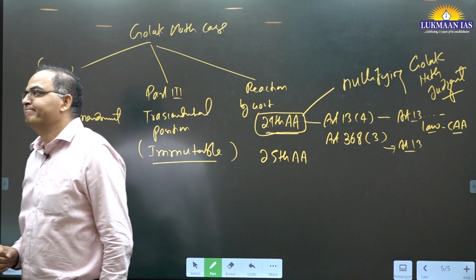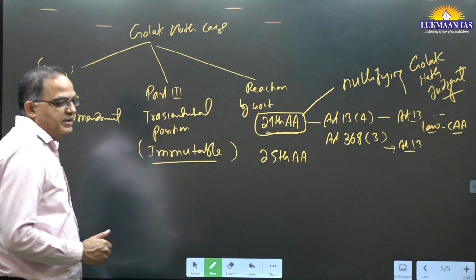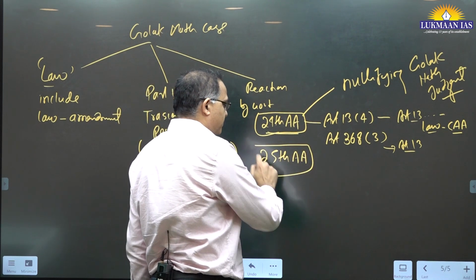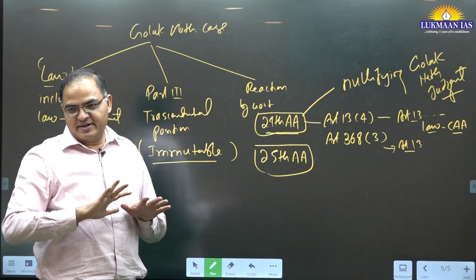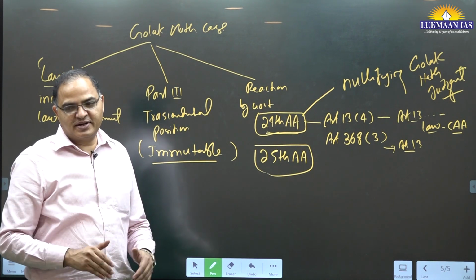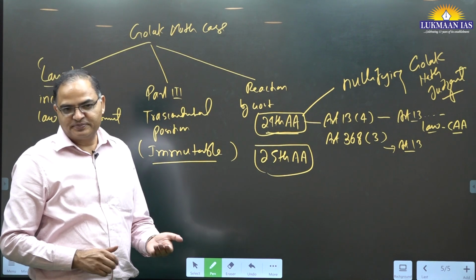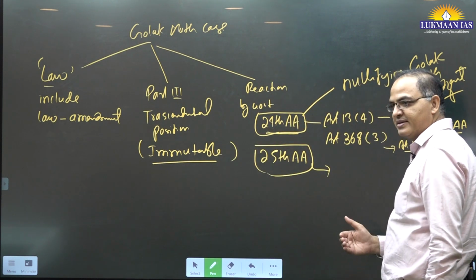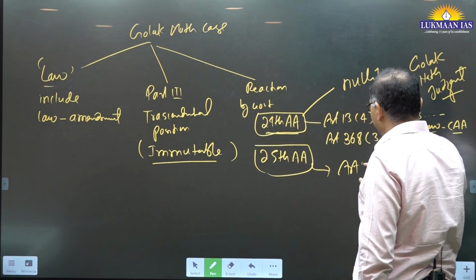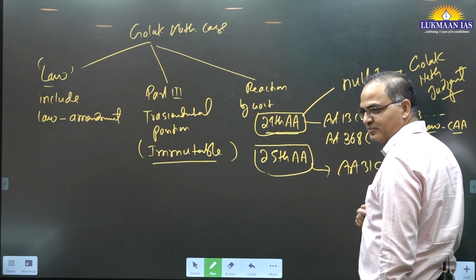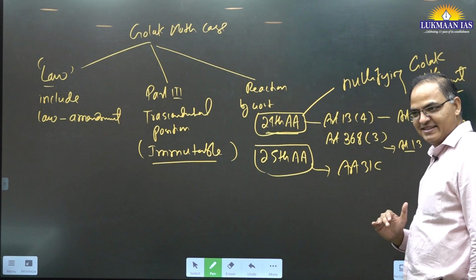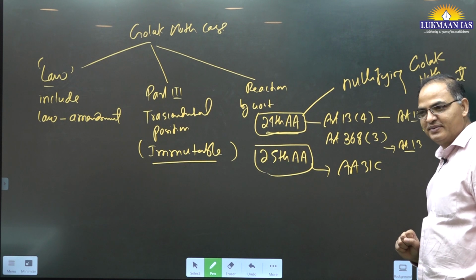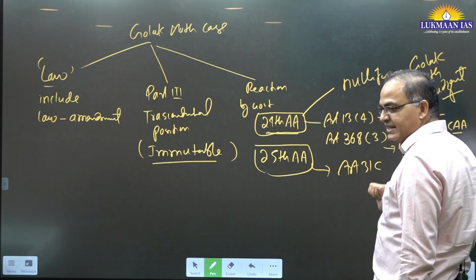So anyhow, the 24th Amendment Act is nullifying that. Now, the 25th Amendment Act further broadened the scope of land reform, or steps related to socio-economic development. The 25th Amendment Act added another article, Article 31C. You should know that. So 31C was added.